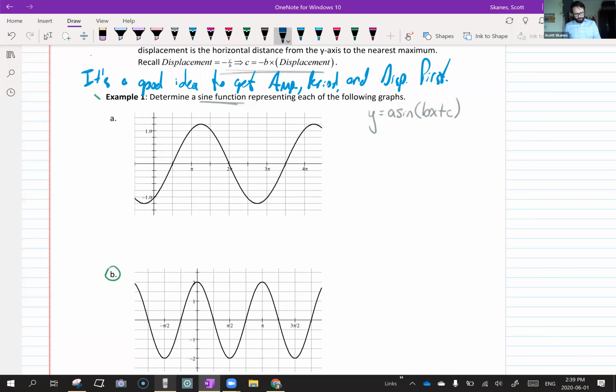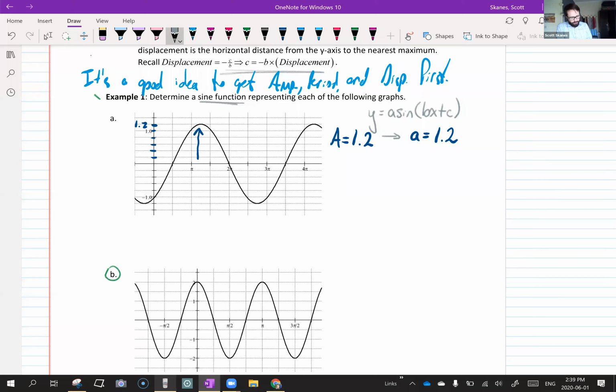What is the amplitude? You can read it off the graph. Be very careful with this one. This is a little tricky. It's not 1, because that would be 1. This is 0.2, 0.4, 0.6, 0.8, 1, 1.2. Amplitude is 1.2. So A here is 1.2.